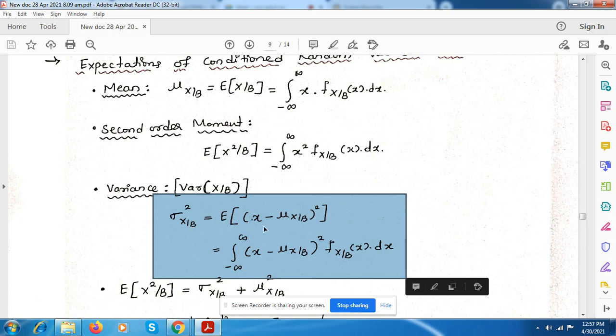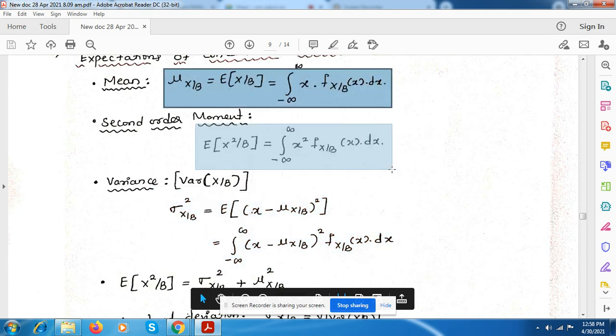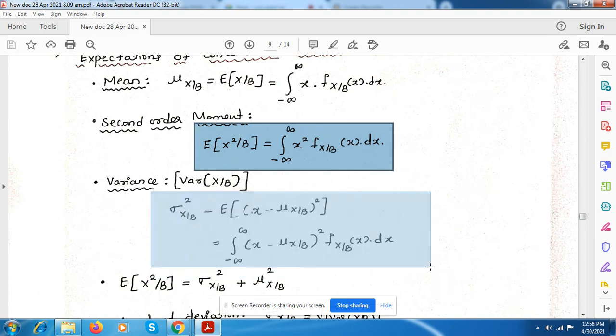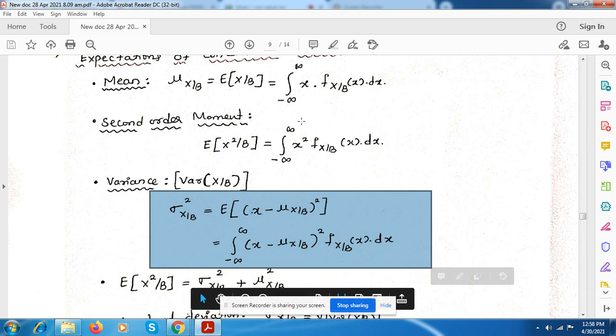Here we have the expectation of ((x minus mu x) by b) the whole square. We can write it as the integral from minus infinity to plus infinity of (x minus mu x by b) whole square into its conditioned PDF value. So you have to note down the mean value, the second order moment, and this variance. These are all written in terms of continuous random variable. You can also write it in discrete by using the summation sign.